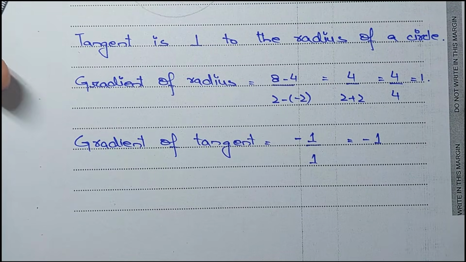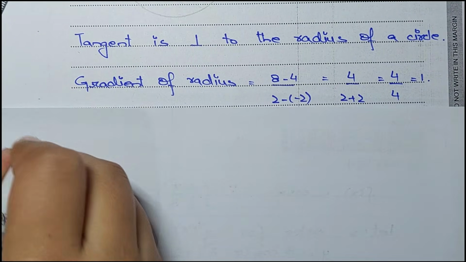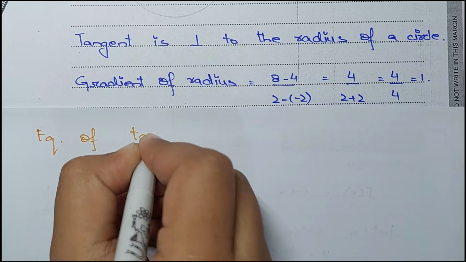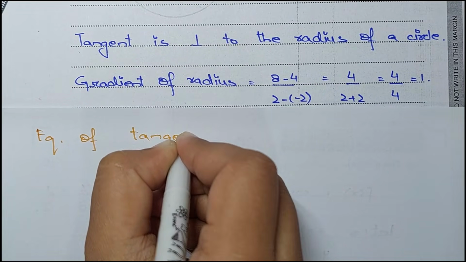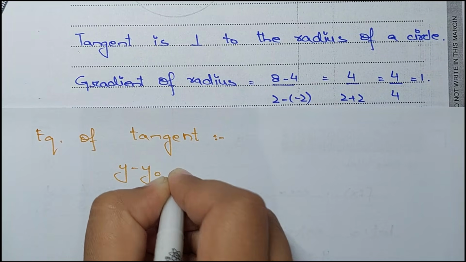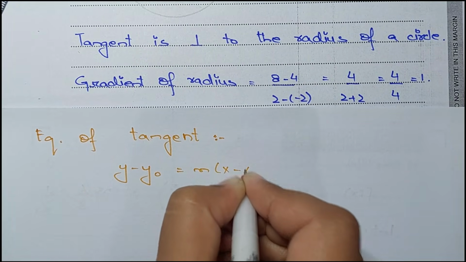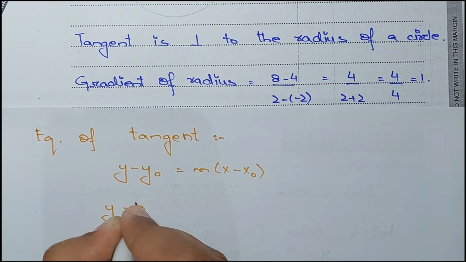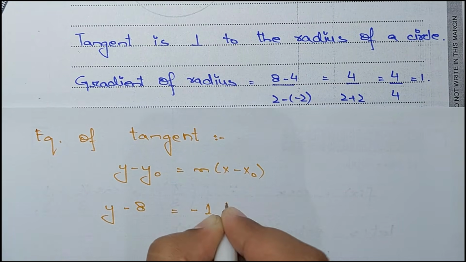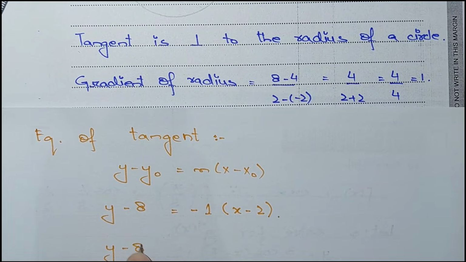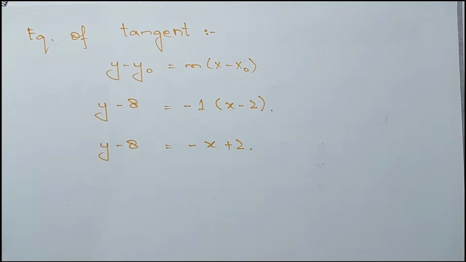So the equation of tangent becomes y minus y naught equals m into x minus x naught, where y naught is the point 8, m is the gradient minus 1, and x naught is the point 2. So y minus 8 equals minus x plus 2, right?